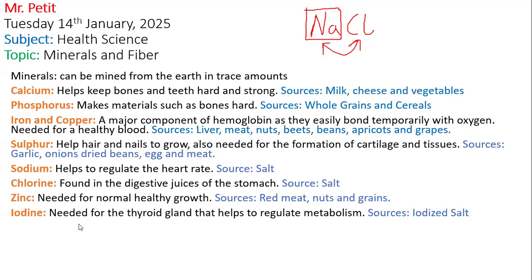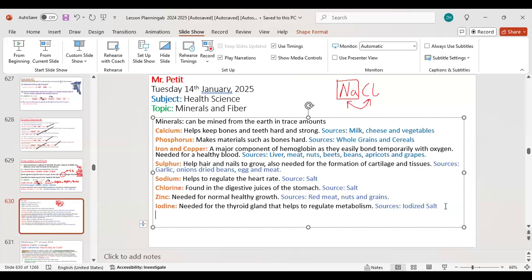I'm only hearing like two people. The rest of you, do you all understand what's happening? Yes, sir. We're supposed to be writing all this down. Yes, you're supposed to be writing this down. I'm still writing. Okay. So sodium and chlorine is the same thing for the source, salt.